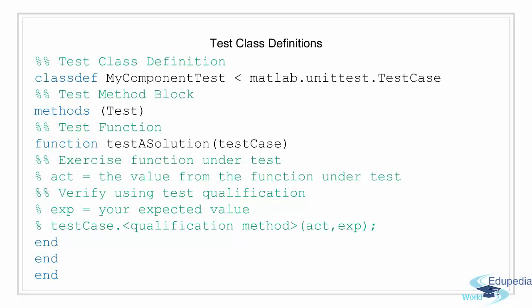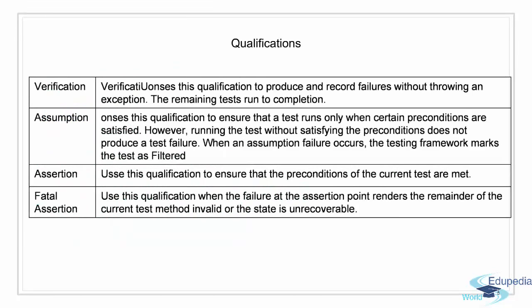Under this methods block, as I said before, unit tests are defined. Each of these unit tests will be contained inside the methods blocks. The function must accept a test case instance as an input. In these functions or unit tests, qualifications are used for comparison or for passing or failing a test. Qualifications are methods for testing values and responding to failures. There are 4 types of qualification. First is verification, which is used to produce and record a failure without throwing an exception. This allows the remaining tests to run to completion.